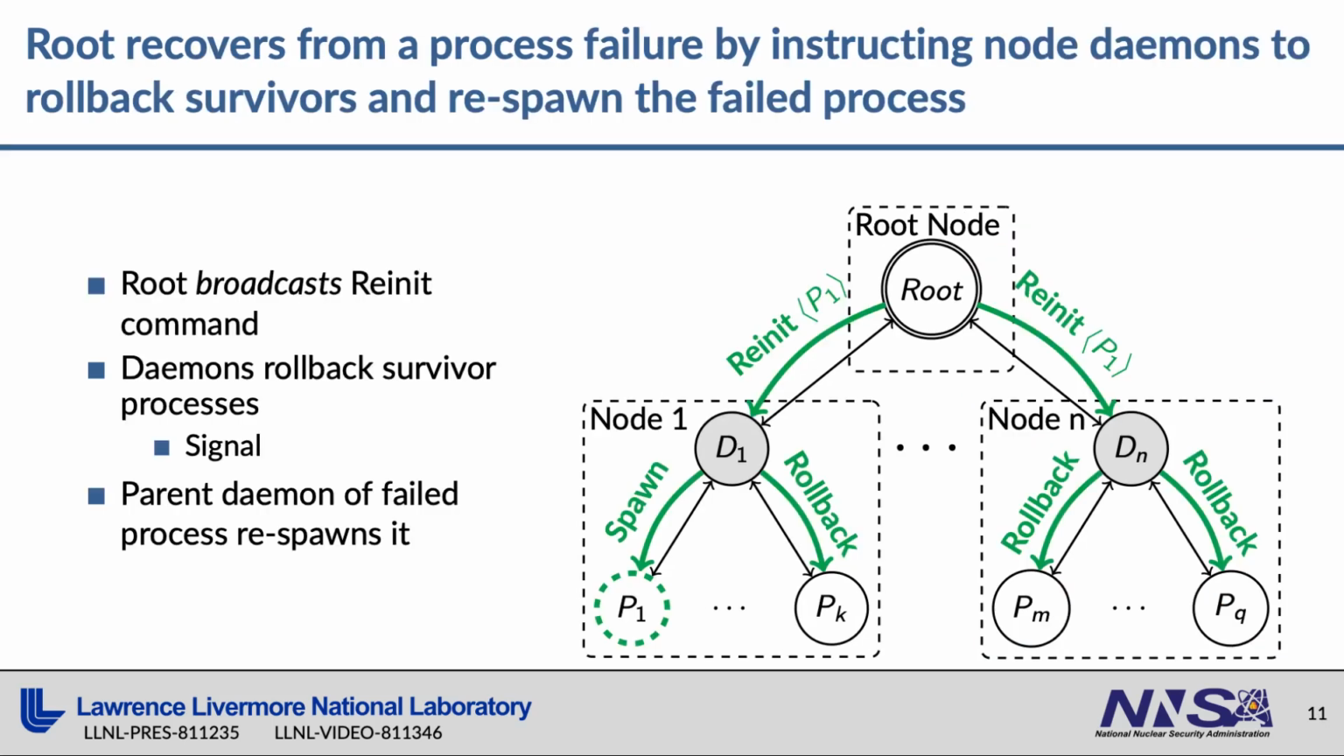Looking at recovery from process failures, what happens is that the root process, when it detects a process failure, sends a reinit command to all the node daemons in the system, and it adds as a payload to that command the identifier of the failed process. When node daemons receive this command, they roll back survivor processes to execute again the resilient function by sending a signal. Especially for the node daemon that was the parent of the failed process, when it receives this command, it also spawns a new process to replace the failed one.